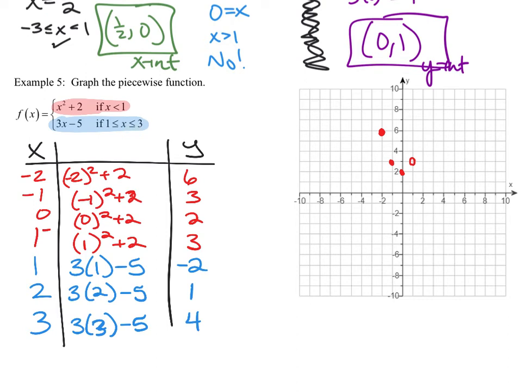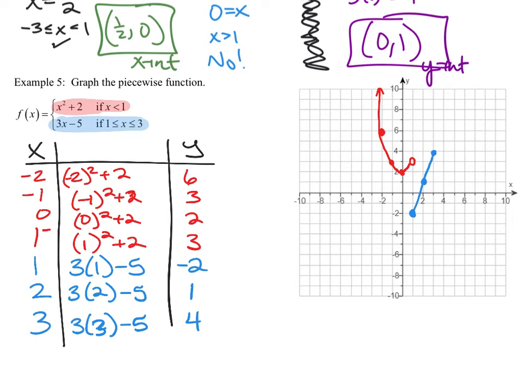So I have more coordinates to plot. I have (1, -2), (2, 1), and (3, 4). Once you have all of your dots plotted, you can play connect the dots. Starting on the left side, we had an arrow because it doesn't have 2 endpoints. We're going to come up to that empty space right there, and then we're going to jump. This is a discontinuous graph.